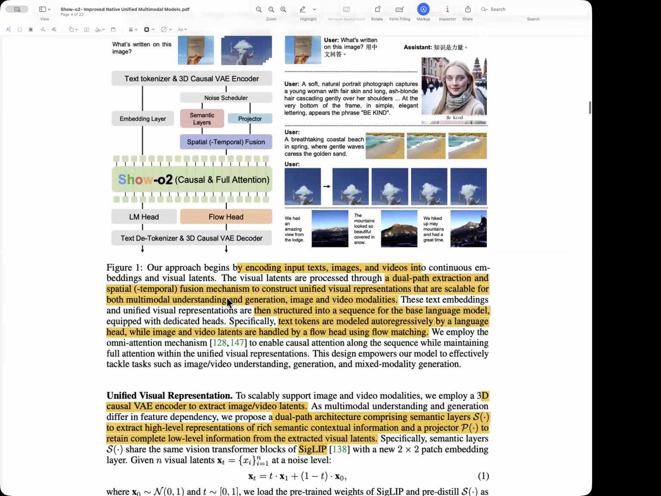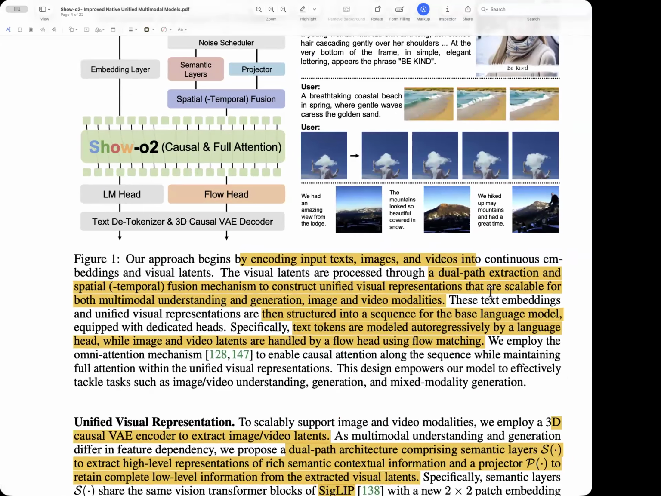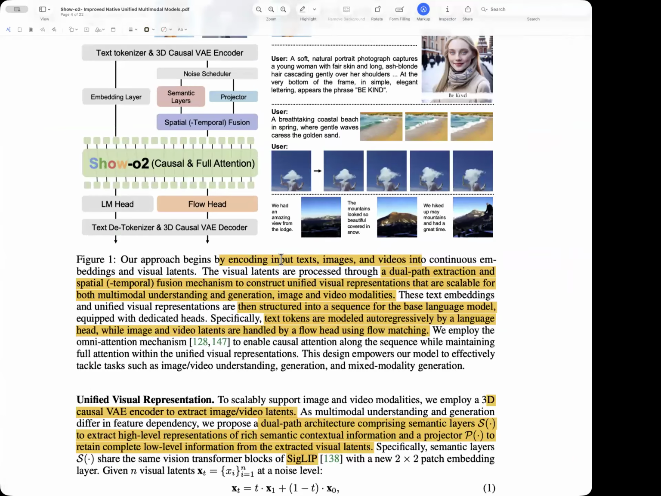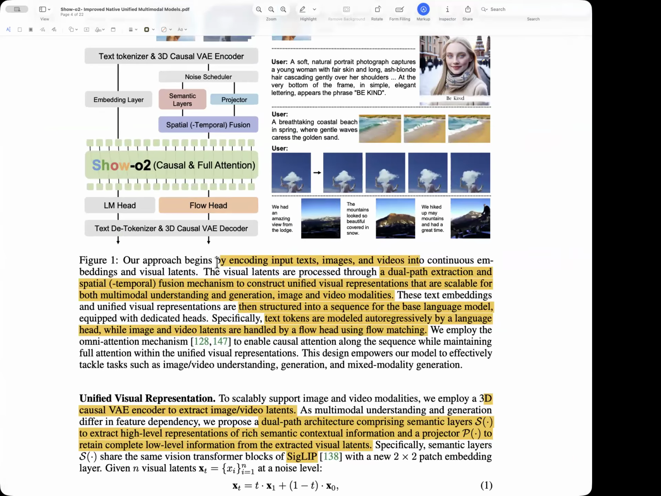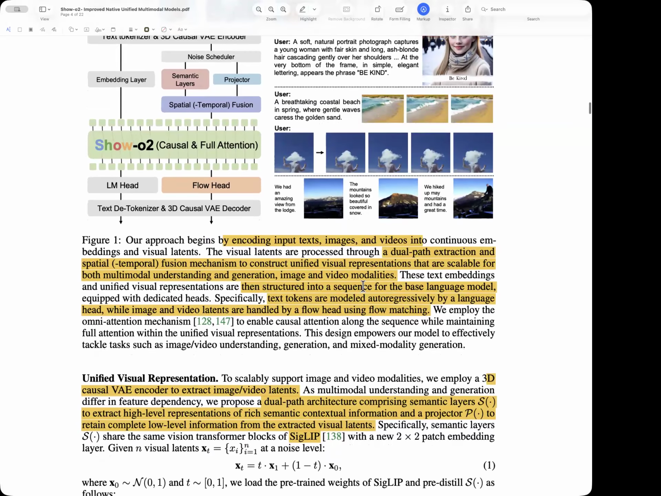But let's break this down a bit more. Sorry, I also just read this, so I don't have the best understanding. Okay, you encode image, text, and video into continuous embeddings and visual latents. These visual latents are processed through a dual path extraction for spatial, temporal, and fusion mechanisms, constructed into unified visual representations that are scalable for both, then structured into a sequence.